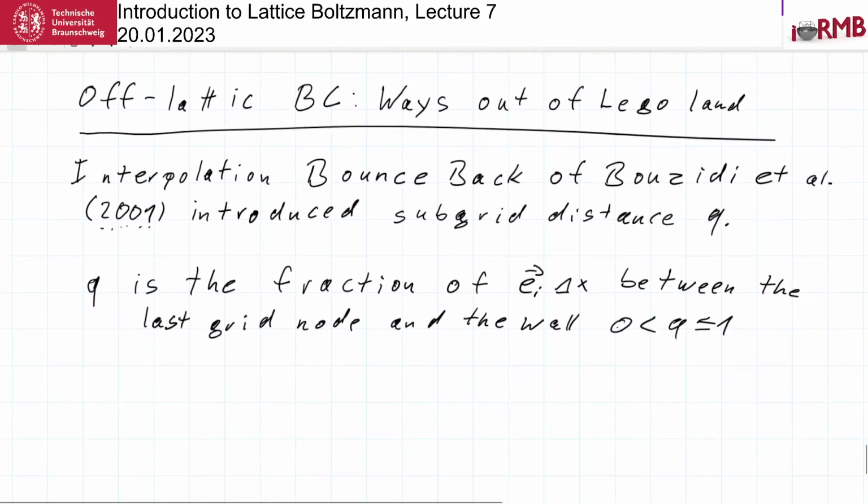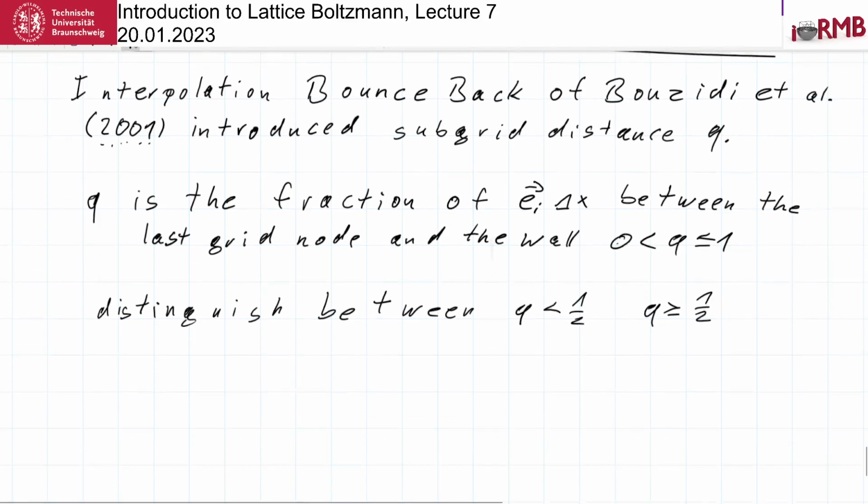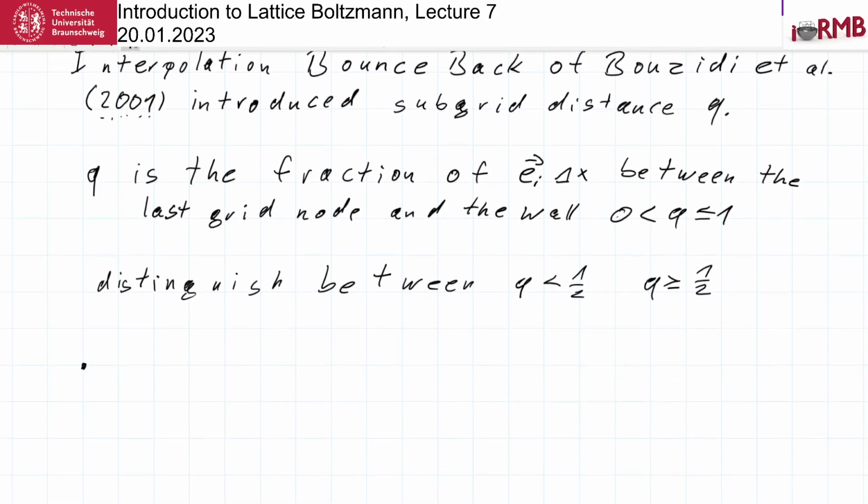And this early boundary condition of this kind was distinguishing 2 cases. This is why you have to write a lot, unfortunately. Later boundary conditions are simpler. So they distinguish between q being smaller than 1/2, and q being larger than 1/2. So there are these two cases that we draw.